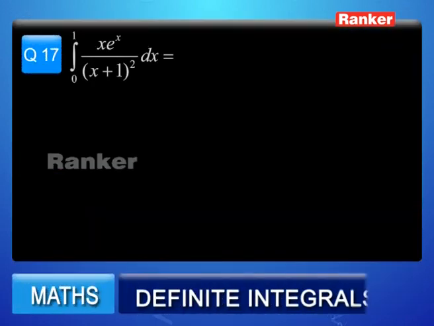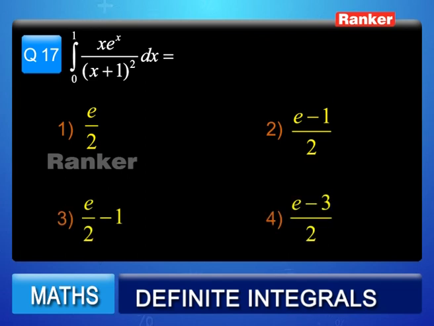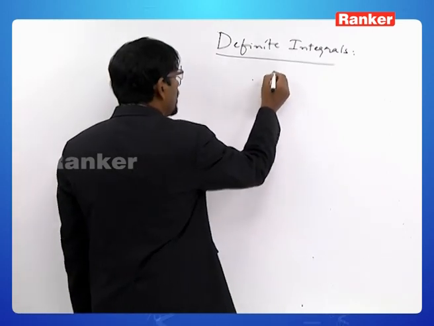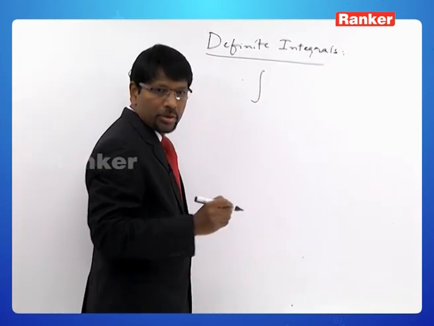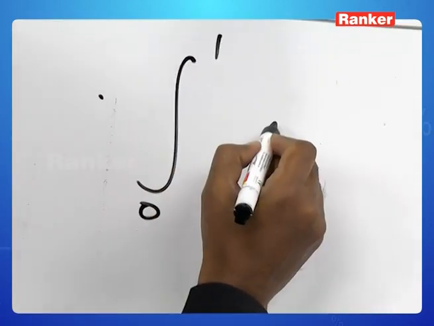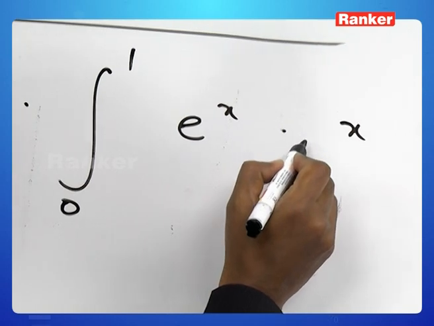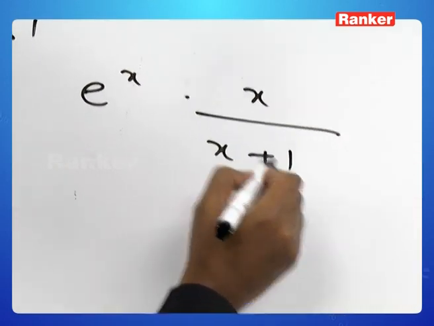Let's move to question number 17. Integral 0 to 1 x into e power x by x plus 1 whole square dx is equal to: first option e by 2, second option e minus 1 by 2, third option e by 2 minus 1, fourth option e minus 3 upon 2. So let's see how this can be done. Integral 0 to 1, I will rewrite this integral as e power x into x by 1 plus x whole square.